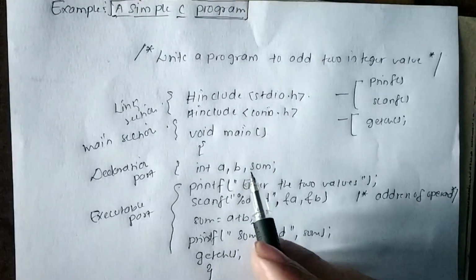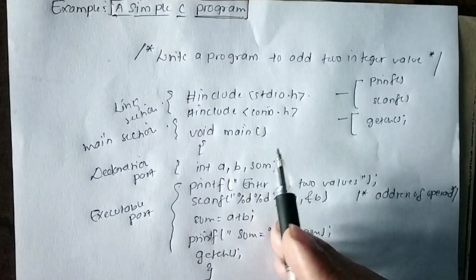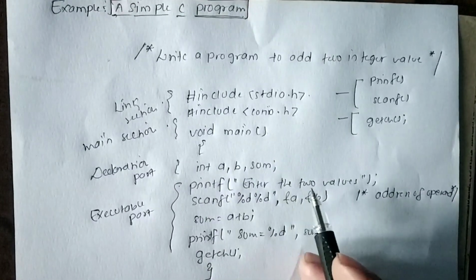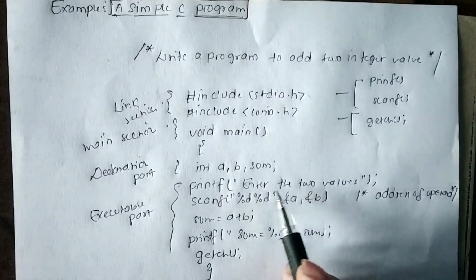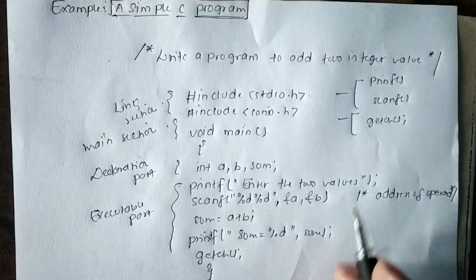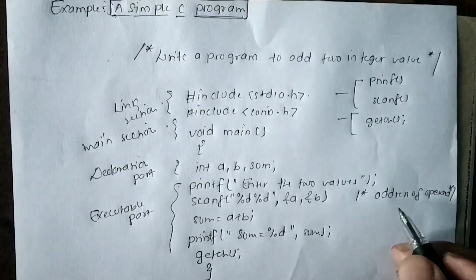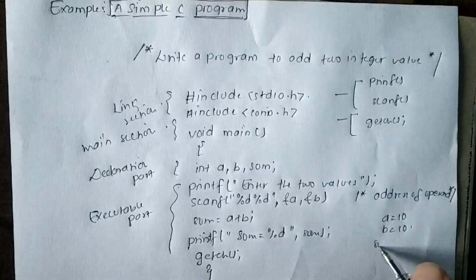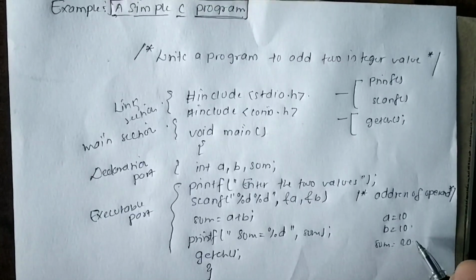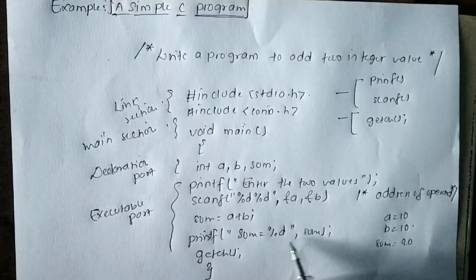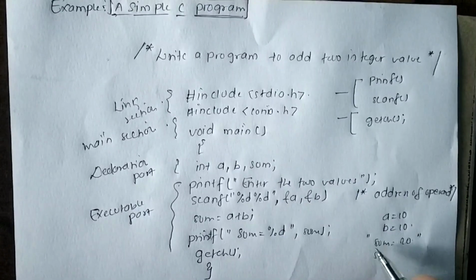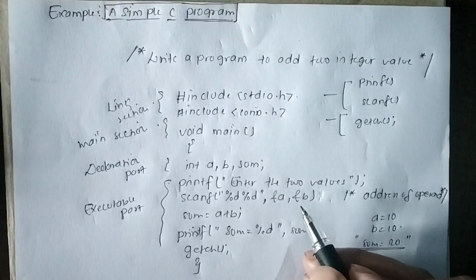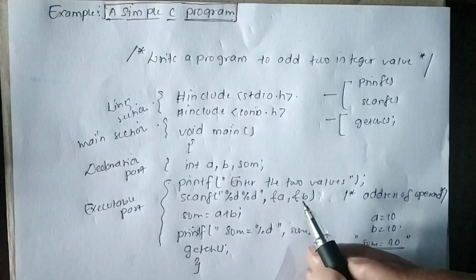In this program, the program will be executed through the main section consisting of the declaration part, integers a and b, values that we take from the user. Suppose if we enter a is equal to 10 and b is equal to 10, the sum becomes 20 and the output will show sum is equal to 20. So this was the simple C program we discussed consisting of the basic structure.